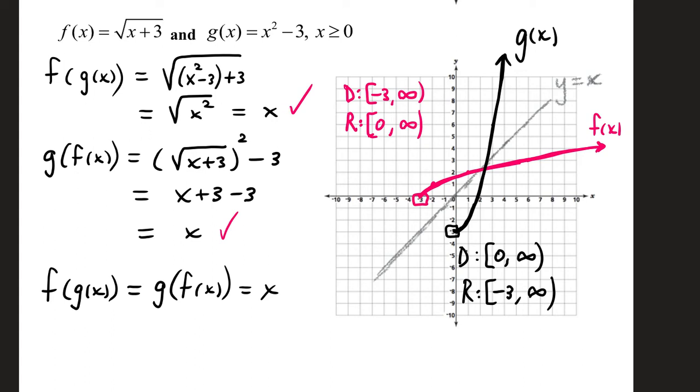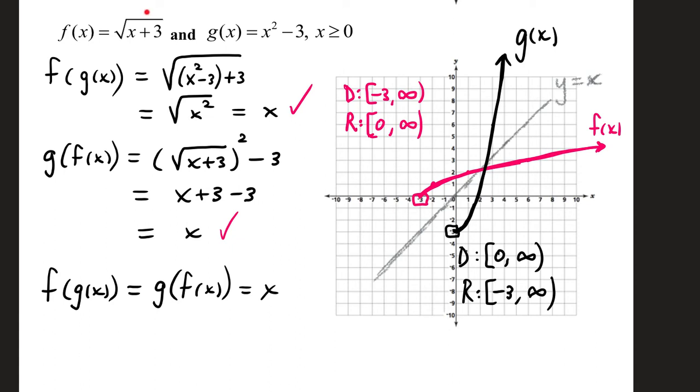We just needed to make sure that x was our answer. Now, if our answer isn't x, you just stop here. You don't even have to do the other composition. But since it is x, we go forward. G composed of f of x, we're going to take function f and substitute it in here. Square root of x plus 3 goes right here. That means we're going to square it and subtract 3. The square root and square cancel. X plus 3 minus 3 is x. We get x again. Since both compositions equal x, we have verified that these two functions are inverses.